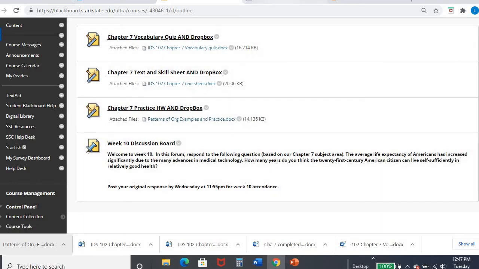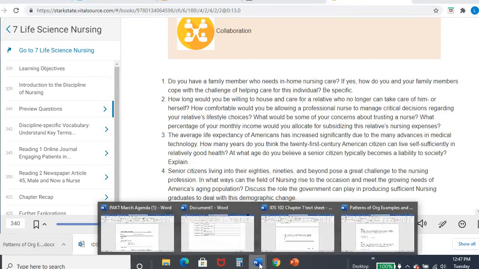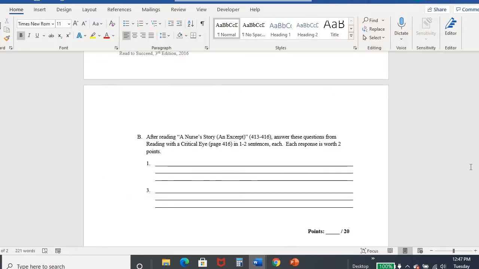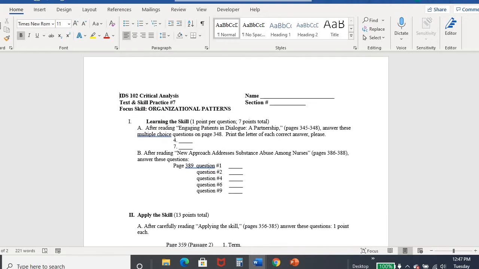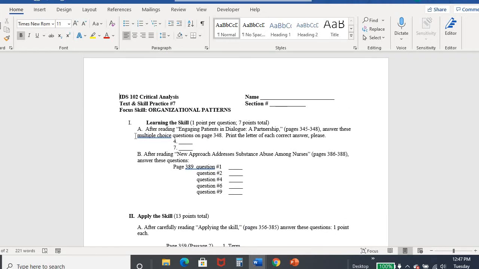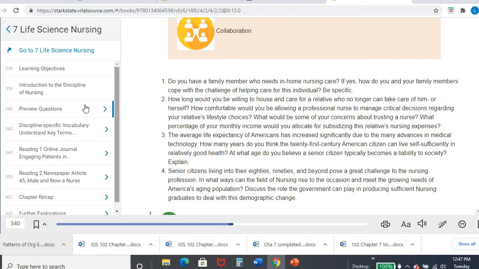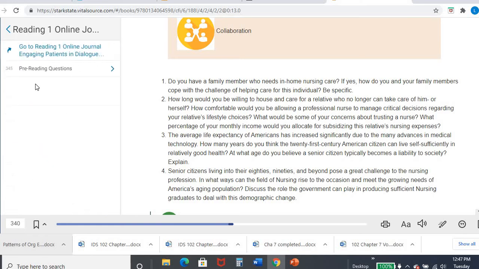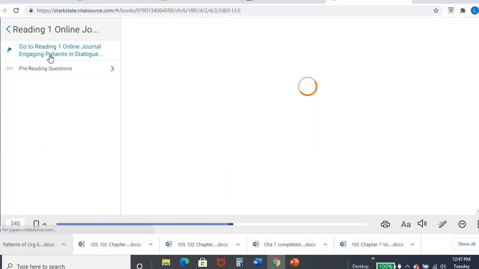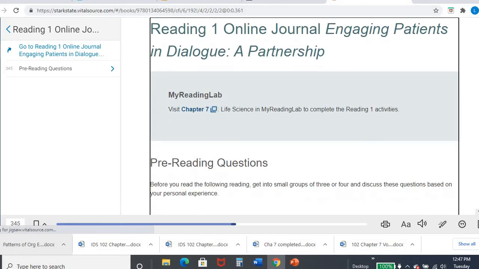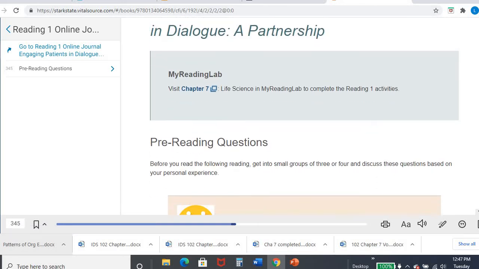All right, so let's get back in here. We are going to pull up the text sheet. Here it is. We're just going to work our way down. It says, after reading, engaging patients in dialogue, pages 345 to 348. So I'm going to go ahead and click in here. Engaging patients in dialogue, a partnership.